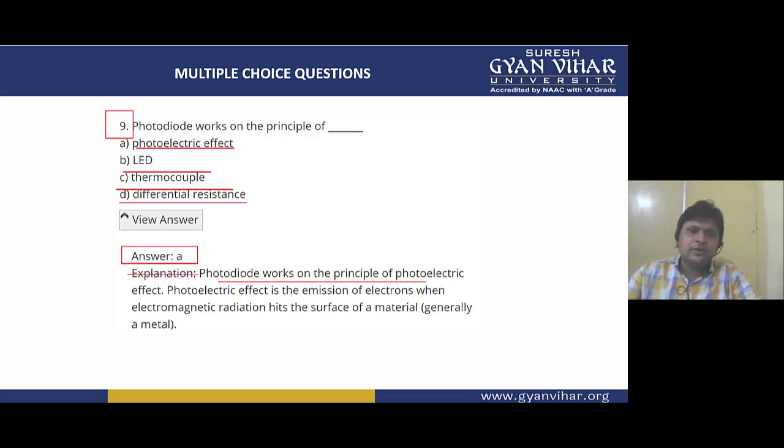Explanation: a photodiode works on the principle of the photoelectric effect. The photoelectric effect is the emission of electrons when electromagnetic radiation hits the surface of a material, generally a metal. So the 9th question we have completed.